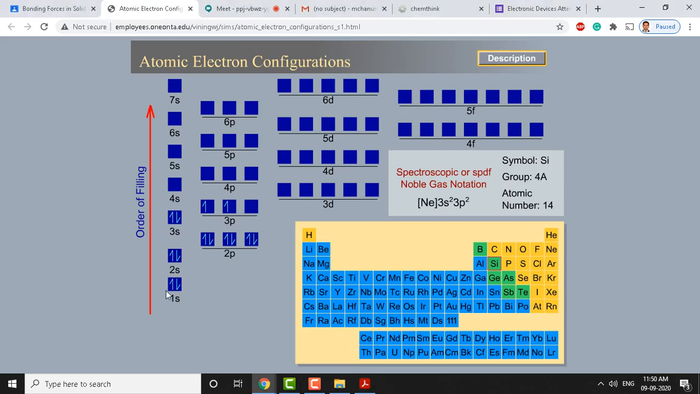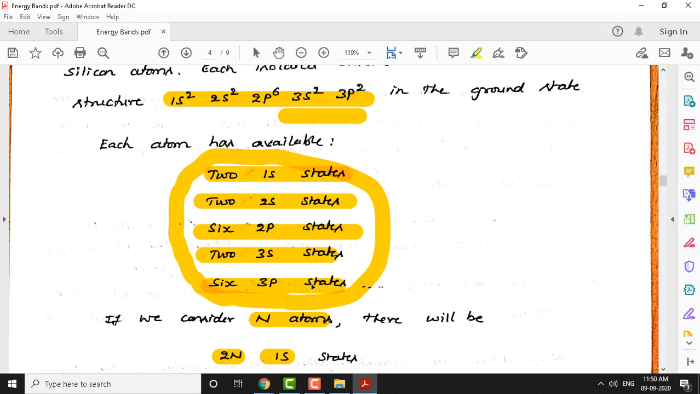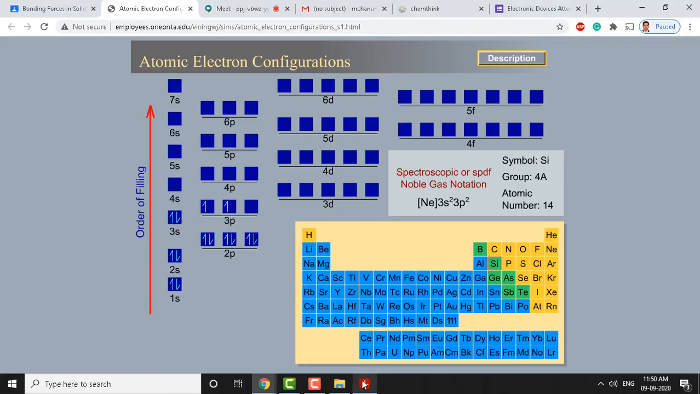You can see here this is 1s, which holds 2 electrons with opposite spins. The upward arrow indicates positive spin, the lower arrow indicates negative spin. This is for the silicon electronic configuration. As you have seen, 1s2, 2s2, 2p6. 1s has 2 electrons, 2s has 2 electrons, 2p has 6 electrons. I have subdivided that into 2px, 2py, and 2pz, each containing 2 electrons. Lastly, 3s and 3p form the valence orbit. 3s has 2 electrons and 3p has 2 electrons.